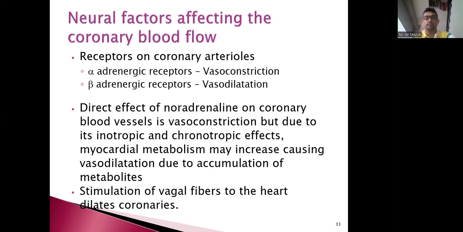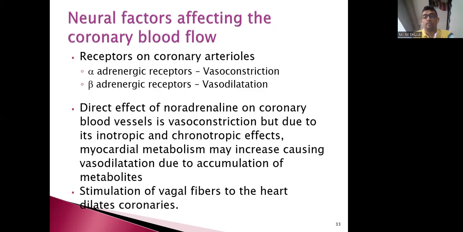There are neural factors affecting the coronary blood flow. It's the adrenergic receptors, the sympathetic flow. Alpha adrenergic receptors vasoconstrict, beta vasodilate. But remember very carefully, you may think when there is sympathetic activity, there's a vasoconstriction, so blood supply to the heart is reduced. But when there is sympathetic activity, we need more blood. So listen very carefully. The direct effect of noradrenaline on coronary blood vessel is vasoconstriction.